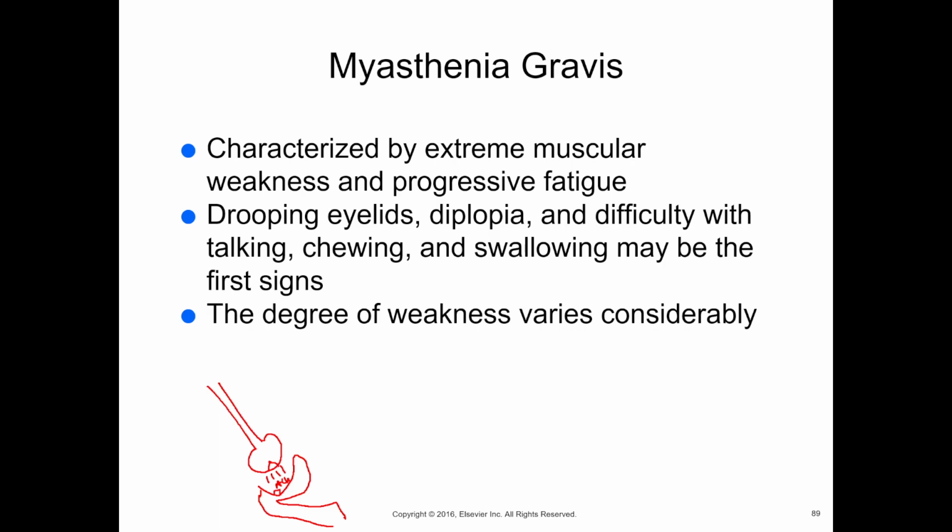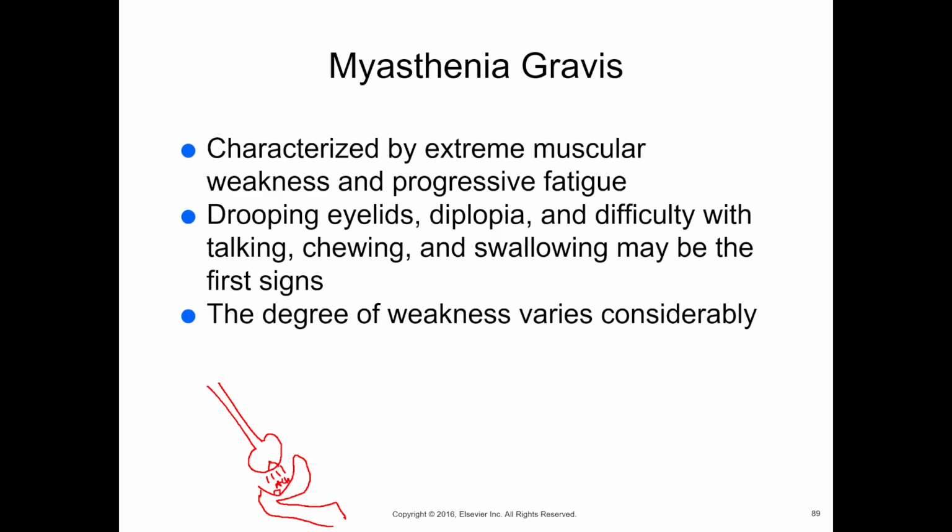So what does that cause? And again, this is actually typically a condition associated with females. Not super young, but 20s, 30s. You start to see drooping of the eyelids, diplopia, difficulty with talking, chewing, and swallowing. Those are the big first signs.